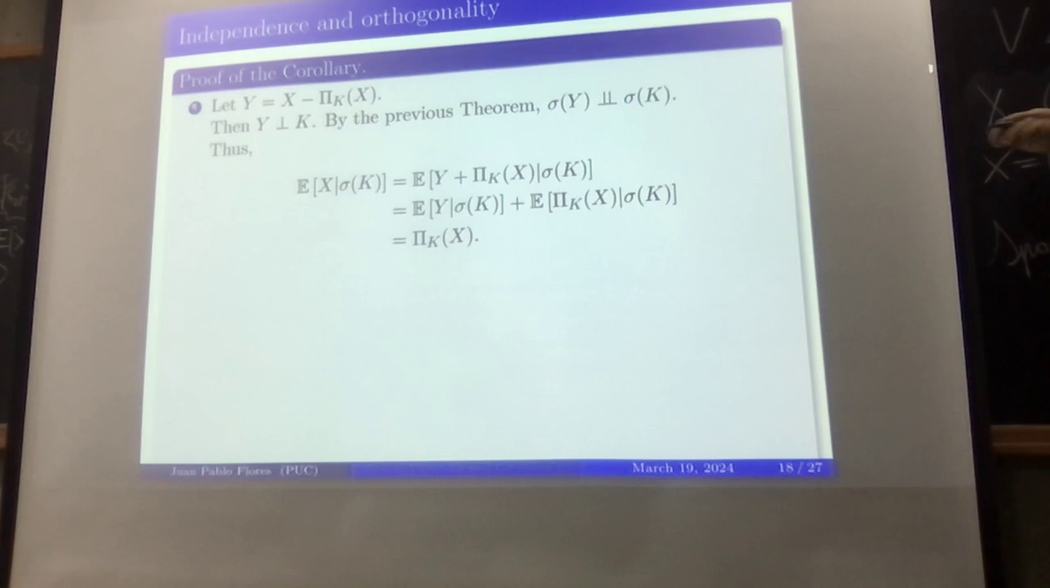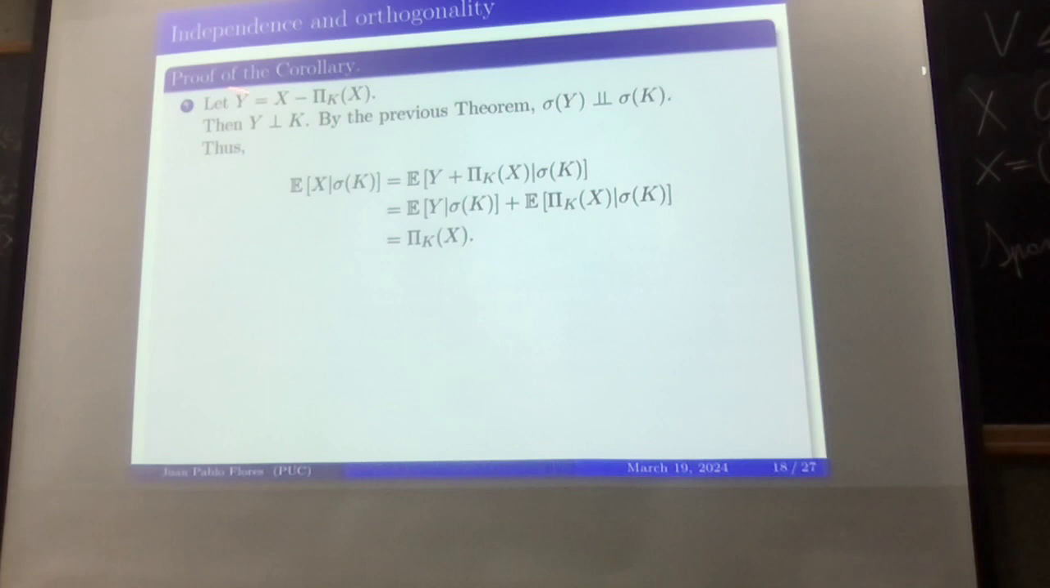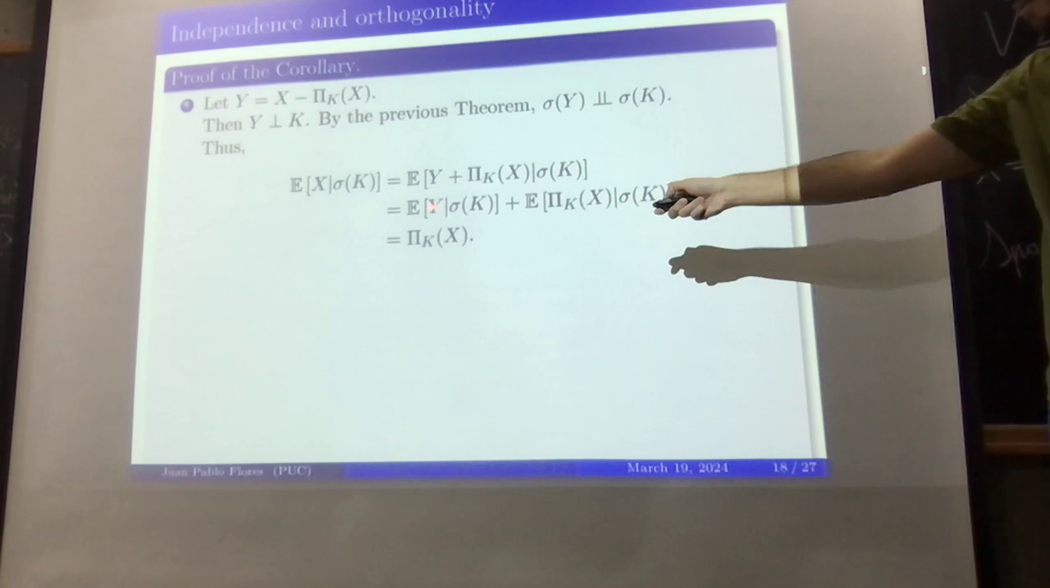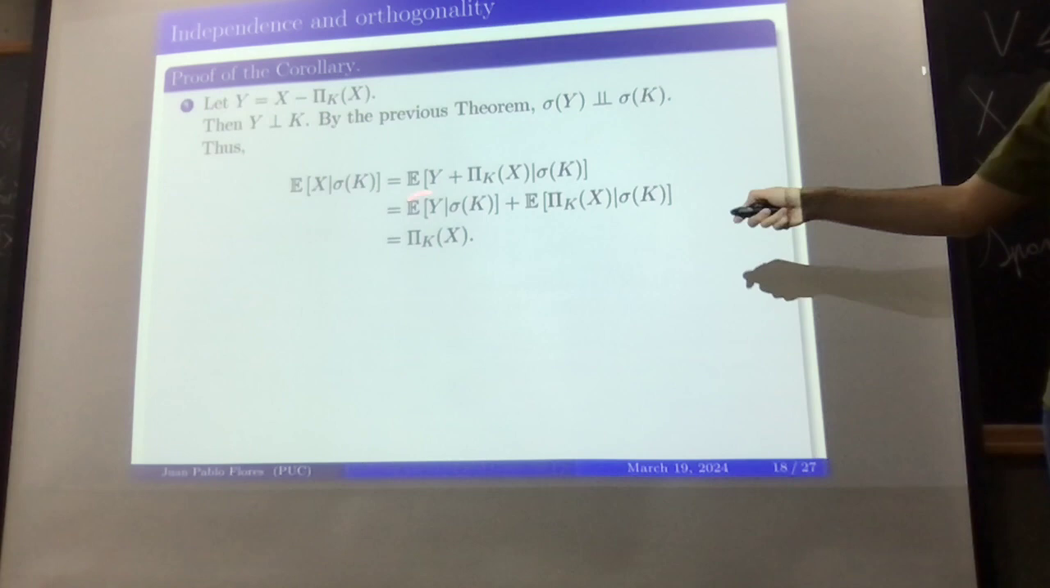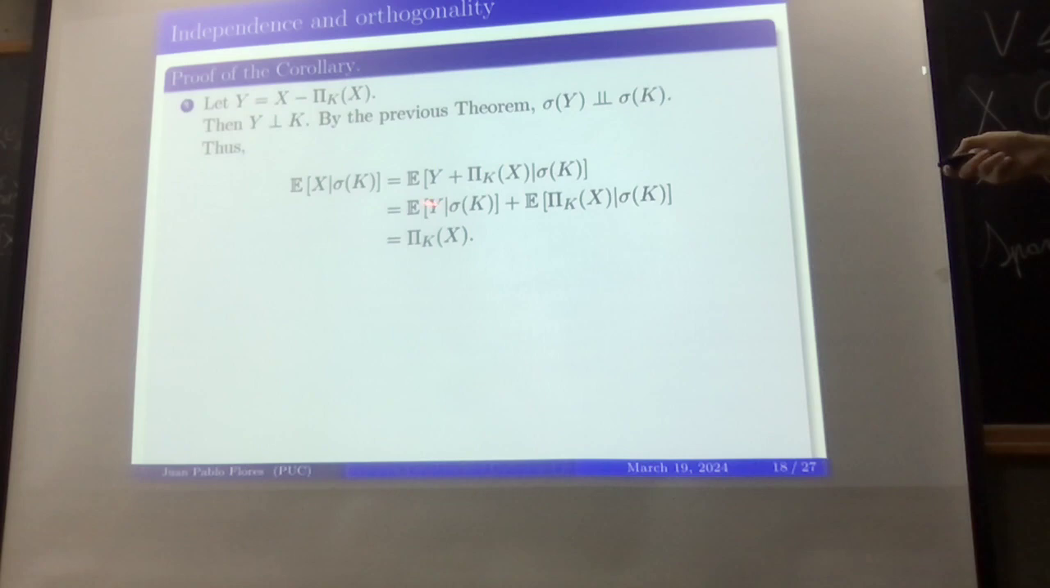Then we can write X as Y plus the projection, and we use the linearity of the conditional expectation. Then we use that Y is independent from sigma K, so the best way to estimate this conditional expectation is by the mean of Y, and Y has mean zero, so this goes. And the projection is sigma K measurable, so this is equal almost surely to the projection of X onto K. So that is the proof. Very, very simple.